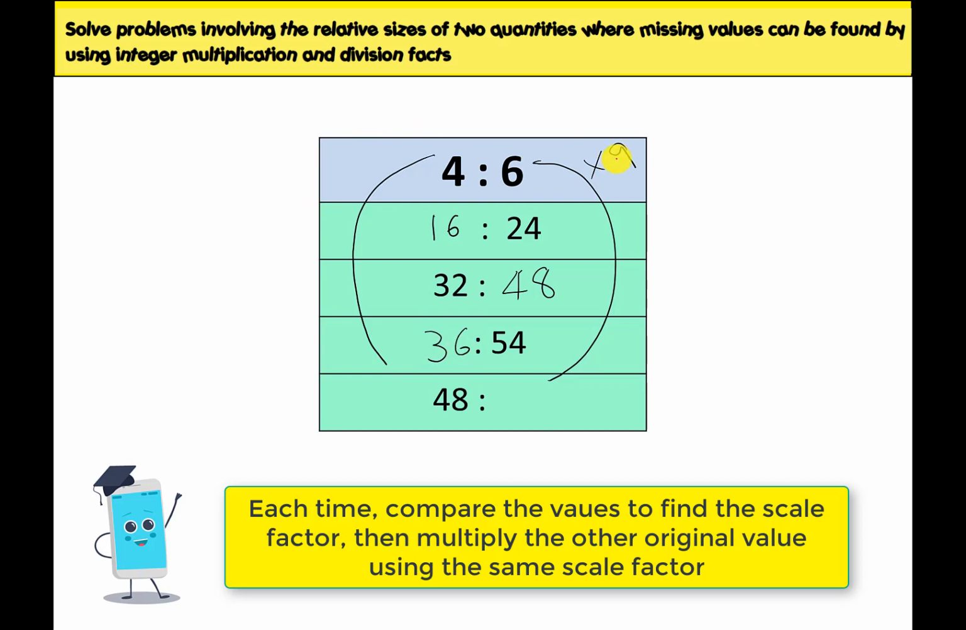And finally, I have these to compare. What did I scale 4 up by to get to 48? I had to multiply by 12, which means I do the same to the other side. And 6 times 12 is 72.